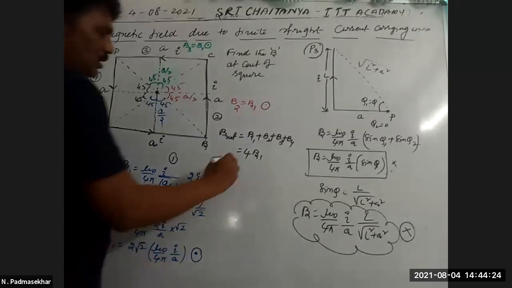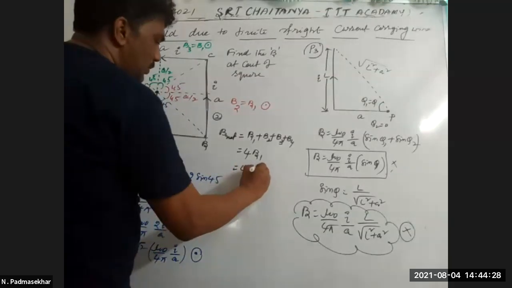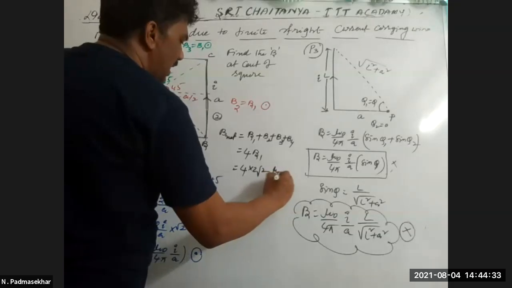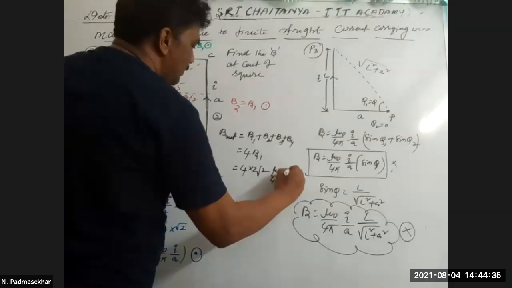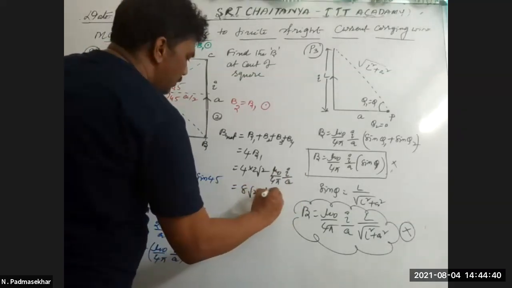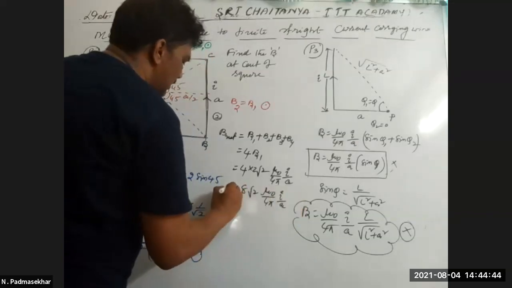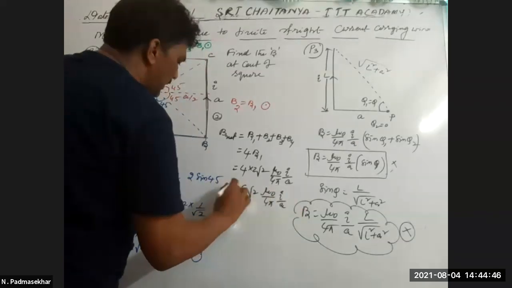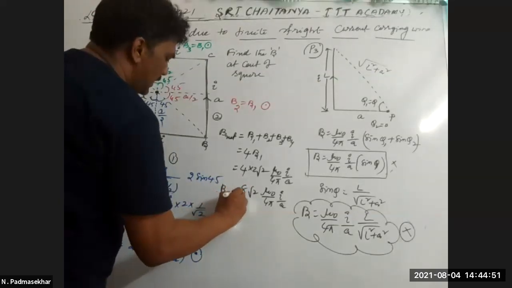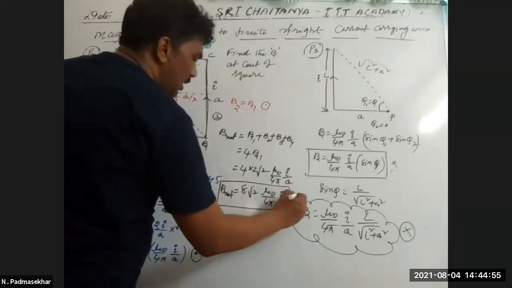Okay, 4B1. So this is 4B1. B1 is equal to what is that? 2 root 2 mu naught by 4 pi I by a. This is equal to 8 root 2 mu naught by 4 pi I by a. This is the magnetic field, the net magnetic field. So net magnetic field is this one. B net is equal to this one, and the direction is what is that? Out.